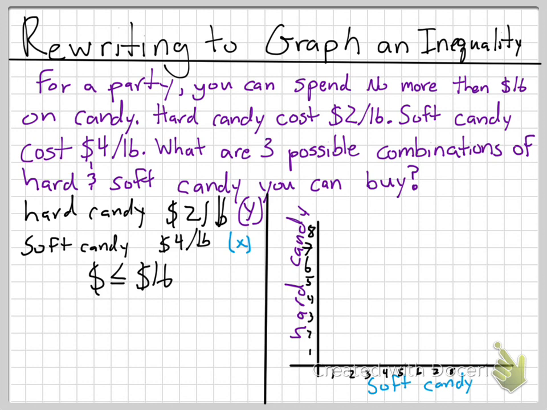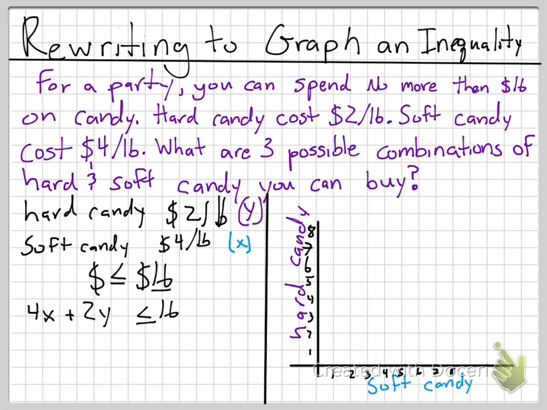Well, I know I need to write an equation based off my x and my y. The amount has to be less than or equal to 16. So x plus y has to be less than or equal to 16, and then I know each soft candy costs $4, and each hard candy costs $2. So this is the equation we have to solve.